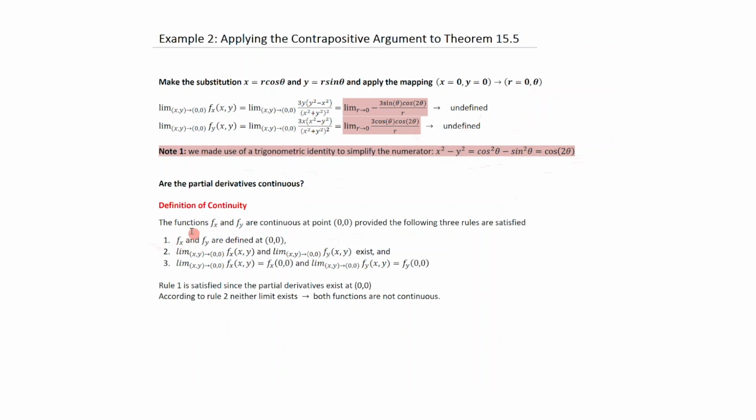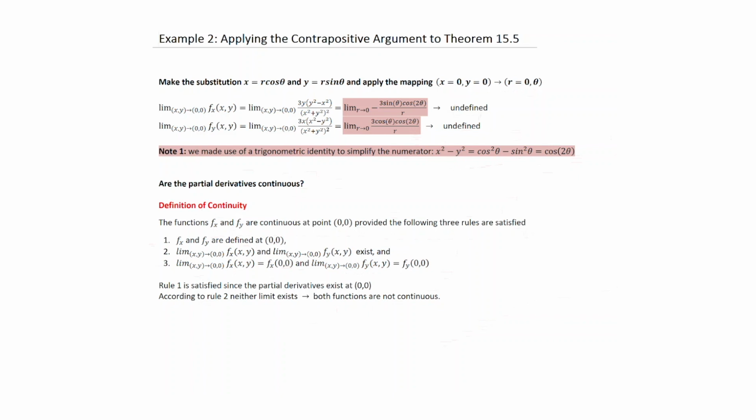So again, the definition of continuity: the functions f_x and f_y are continuous at the point 0, 0, provided the following rules are satisfied. First, f_x and f_y are defined at 0, 0. Second, the limit of f partial x and the limit of f partial y exist. And thirdly, the limit of f_x is equal to f_x(0, 0), and the limit of f_y is equal to f_y(0, 0). Rule 1 is satisfied since the partial derivatives exist at 0, 0. According to Rule 2, neither limit exists. Both functions are not continuous.